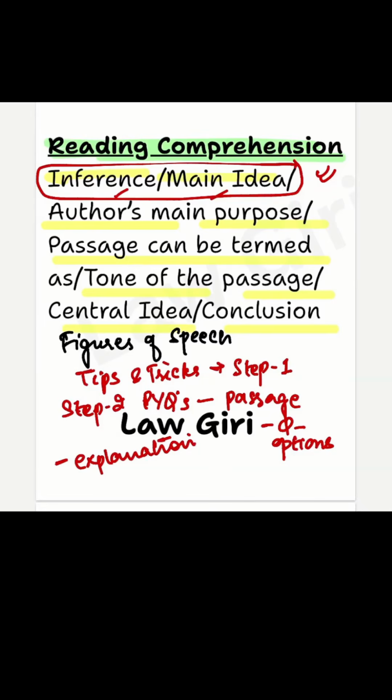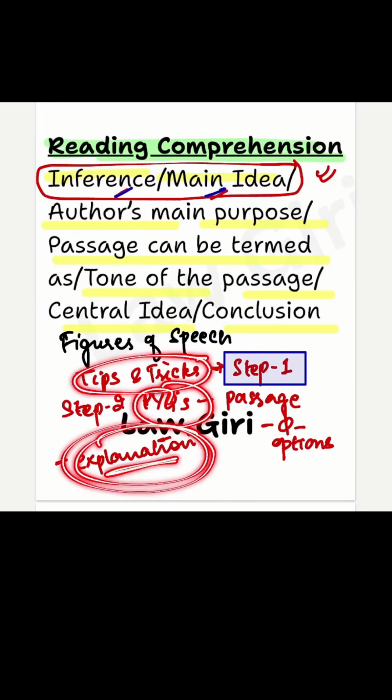So till the time you're not confident with inference and main idea, you don't go on to author's main purpose and passage can be termed as. This way, if you do it step by step, you are getting thorough with what needs to be done. Now, what happens is, if it is inference, you have created your own idea of what inference is. But when you're solving the question for reading comprehension, you need to have a different idea of the word inference. Similarly for critical reasoning also. So that is why going through the tips and tricks and then solving the question and then putting it in your brain with the explanation is very important.